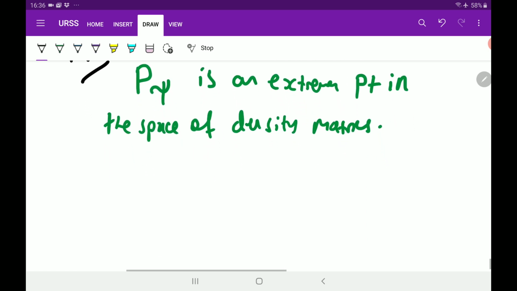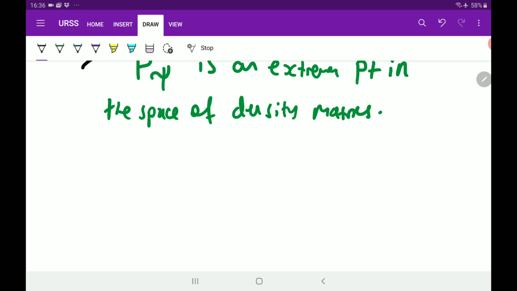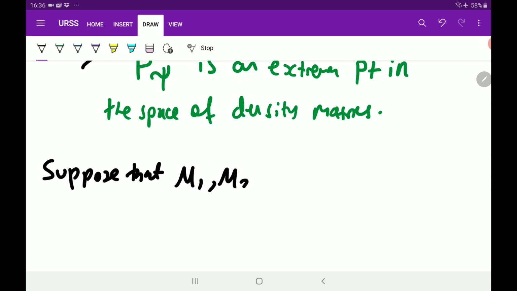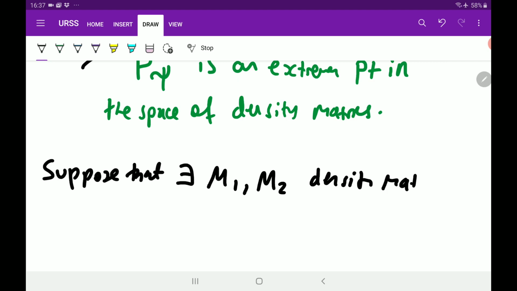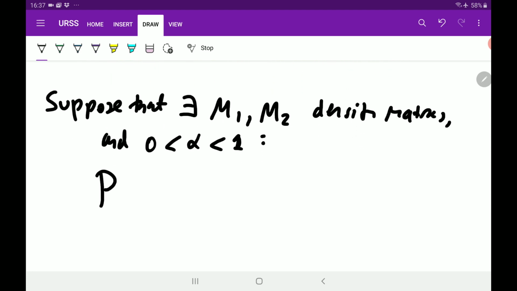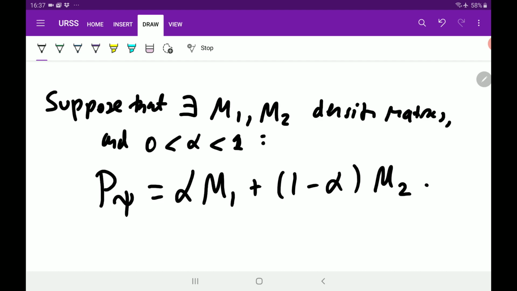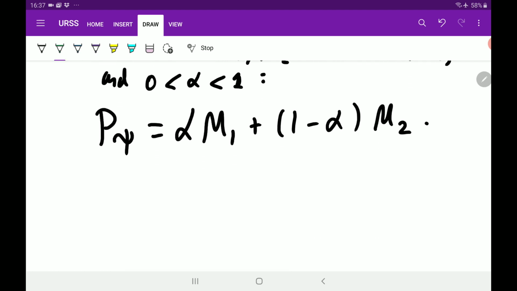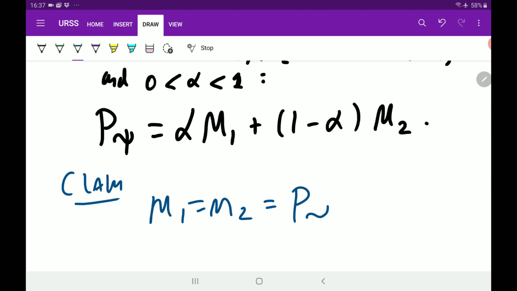So what this entails is the following. Suppose that there exist M1 and M2, which are density matrices, and a real number alpha strictly between 0 and 1, such that P psi is equal to this convex combination of M1 and M2. The claim is of course that M1 equals M2 equals P psi.